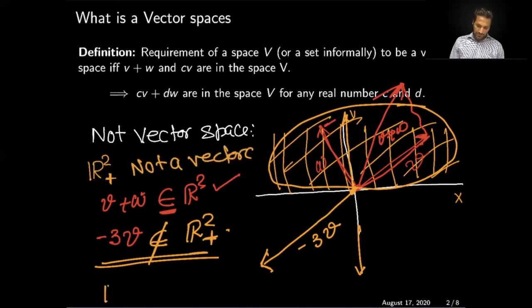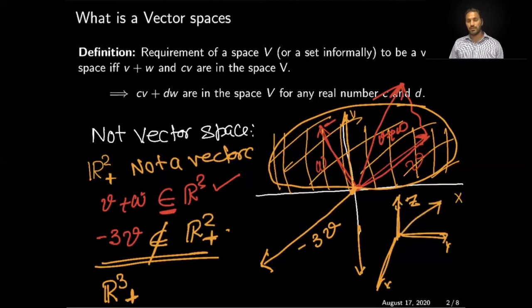Similarly, take R3 plus, where positive means only the quadrant with x, y, z all positive, the first octant, I would say. It is not going to be a vector space either, because it also fails scalar multiplication. If you take this vector V and multiply it by any negative number, it pushes the vector outside of that space. So this is not going to be a vector space.